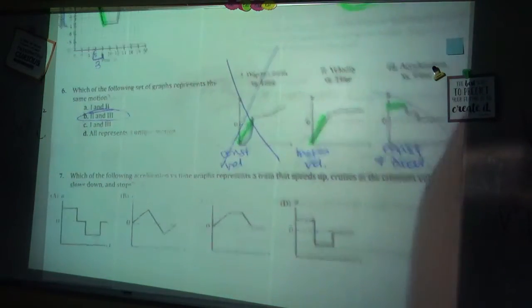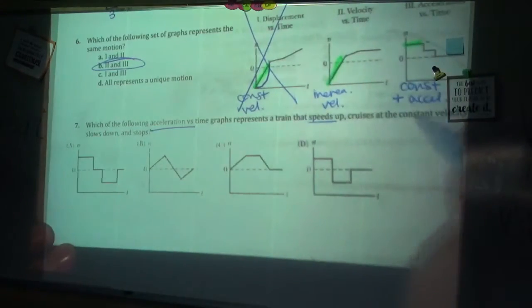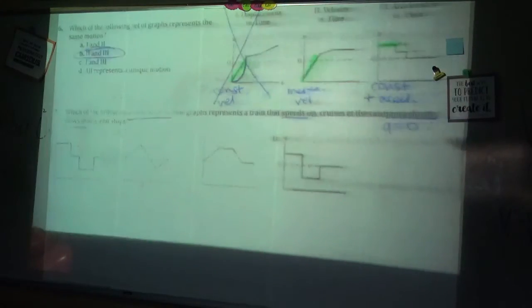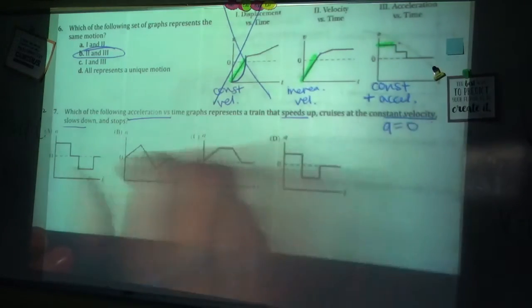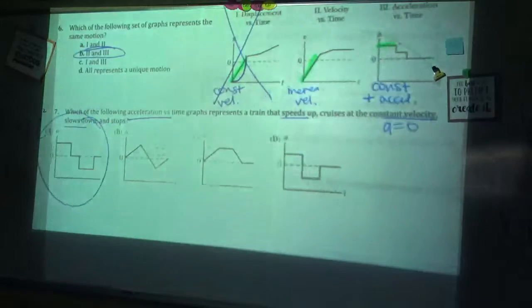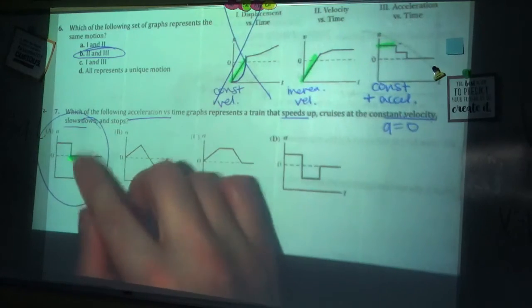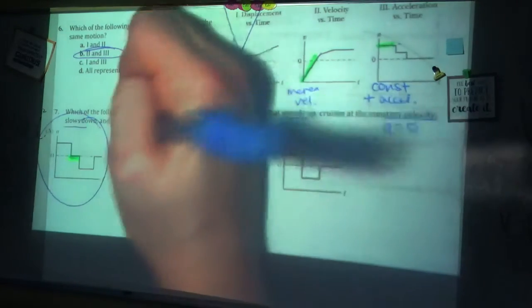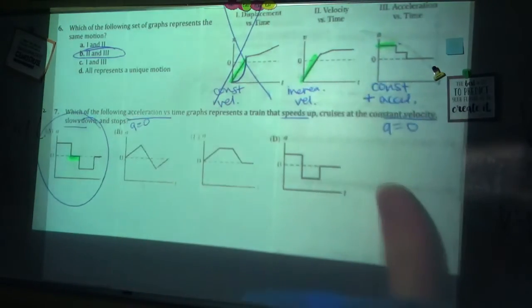Number 7, I want the acceleration graph of speeding up, cruising at a constant velocity, and slowing down. So at a constant velocity, your acceleration has to be 0. So the only one that had acceleration of 0 in between stuff was A. It had this section right here. And then you can still obviously check. So if it's speeding up, I have a positive acceleration. And then when it was slowing down, I had a negative acceleration. And then when it stops, I obviously have 0 acceleration, so I'm back to 0. So this checks out.